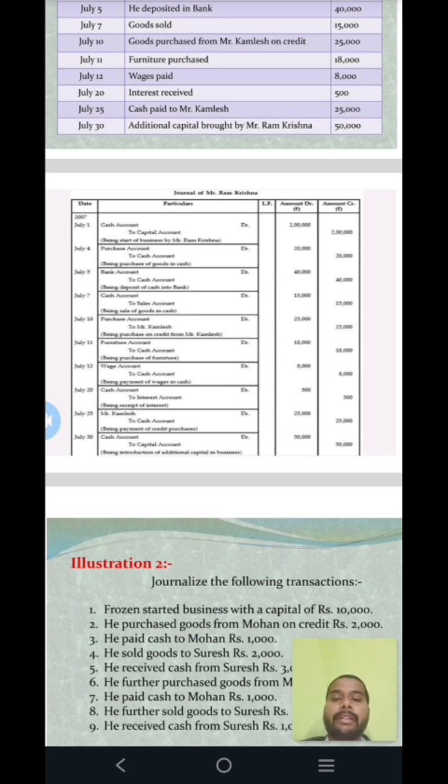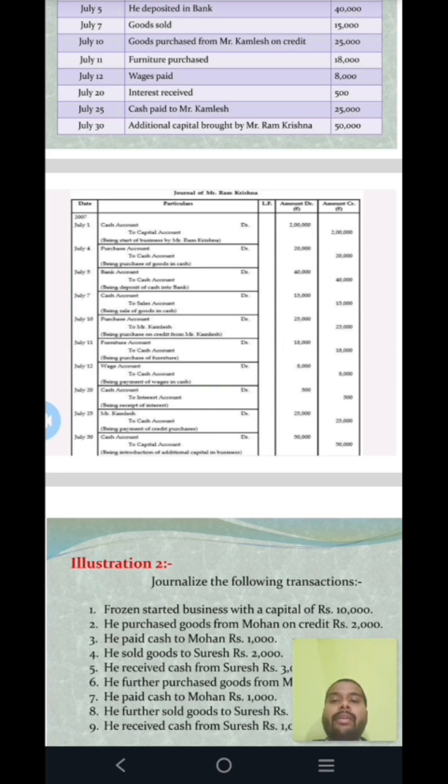Then the next entry is furniture purchase. Furniture account debit to cash account, 18,000 debit and 18,000 credit, and the narration is being purchase of furniture. Then wages paid, 8,000 rupees. The entry is wages account debit to cash account, 8,000 debit and 8,000 credit, and the narration is being payment of wages in cash. Interest received, 500 rupees. So the cash account debit to interest account, 500 debit and 500 credit, and the narration is being interest received.